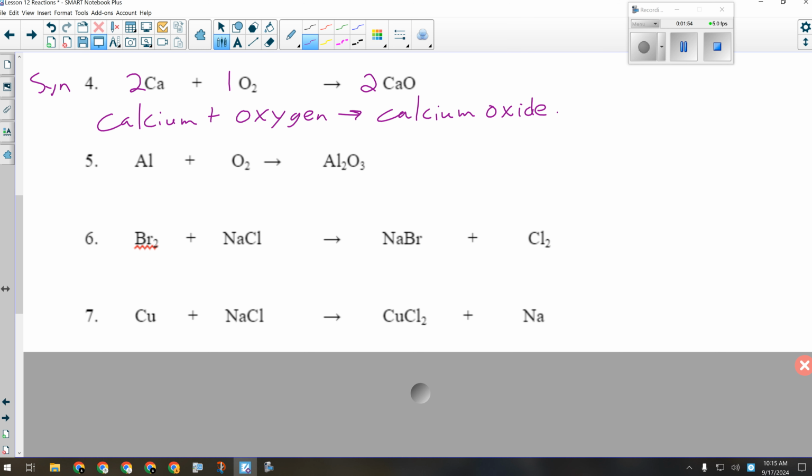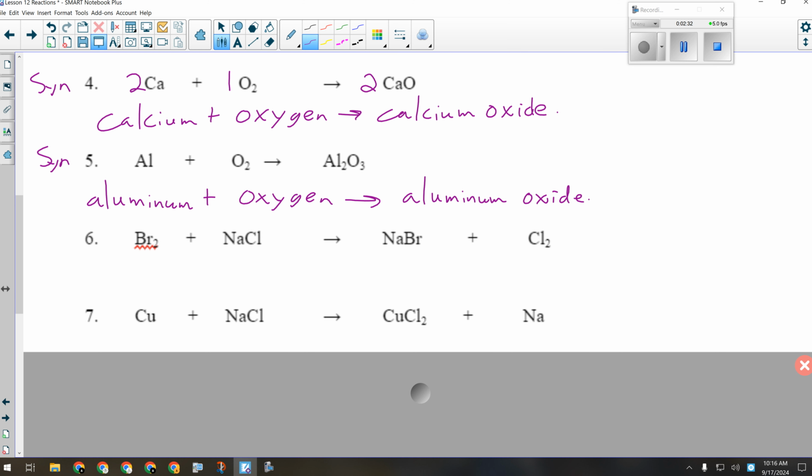Okay, how many people have done 5? All right. So in number 5, do I have the same kind of reaction? Yeah, I have 2 elements reacting to form a compound, so still a synthesis reaction. All right, what does Al stand for? Aluminum. Okay, plus? Oxygen. Okay, what's this stuff called? Aluminum oxide. It's an ionic compound, so no prefixes. Do I need a Roman numeral? No. Aluminum is always a plus 3, so it doesn't need a Roman numeral.